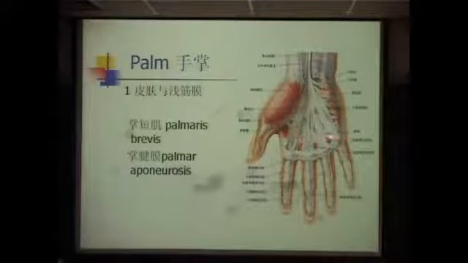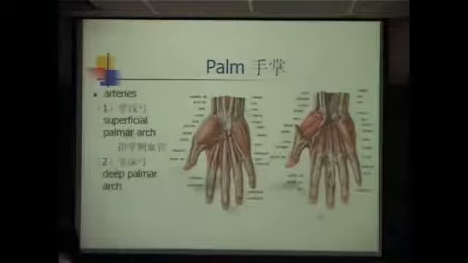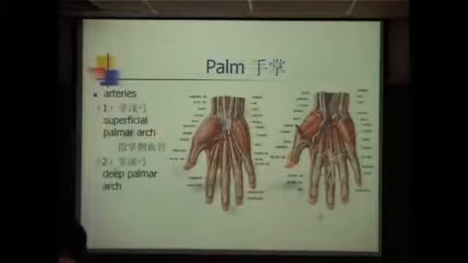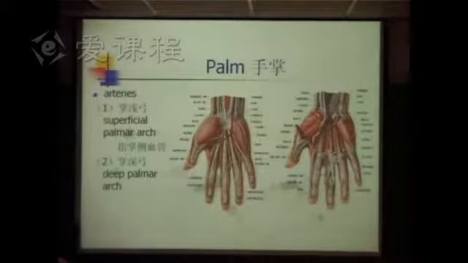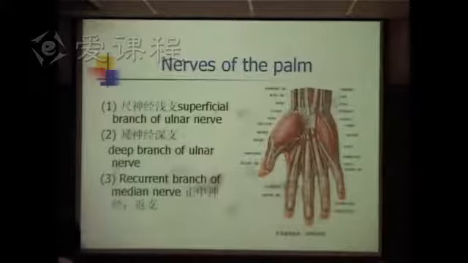You should remove the palmar aponeurosis to identify the arteries, the superficial palmar arch and deep palmar arch. Some groups have already dissected out the superficial and the deep palmar arch. Today, you should further identify these arteries.